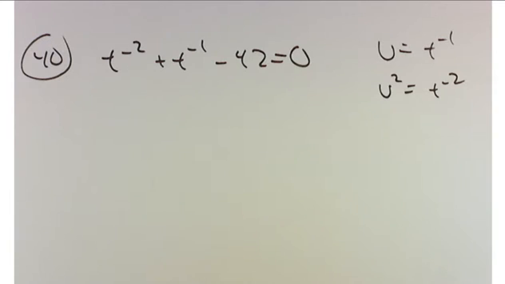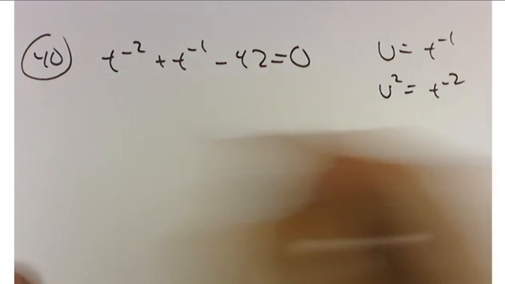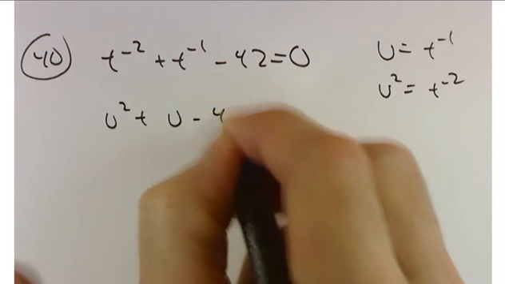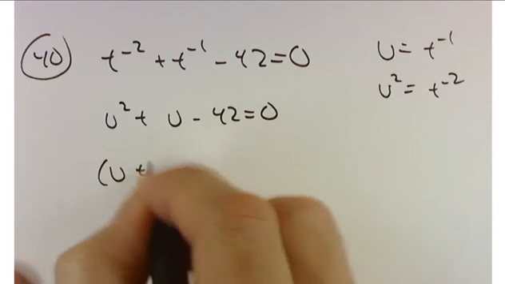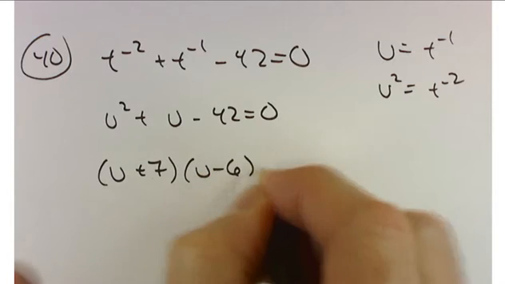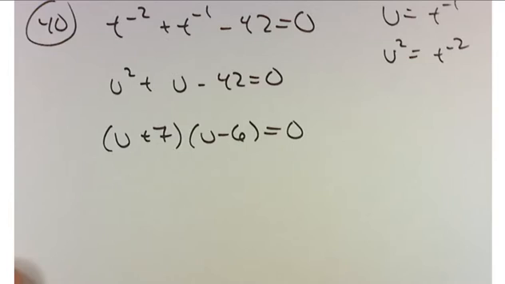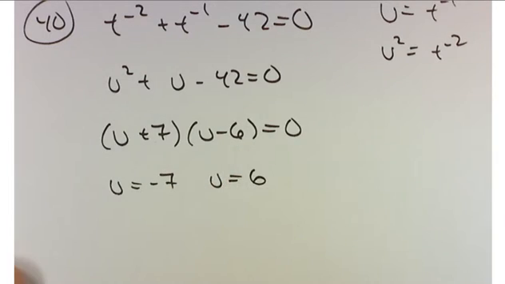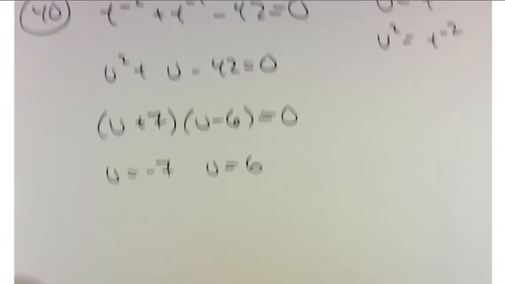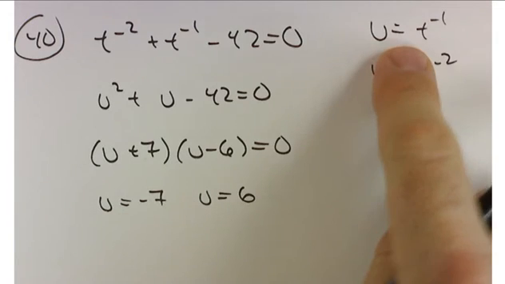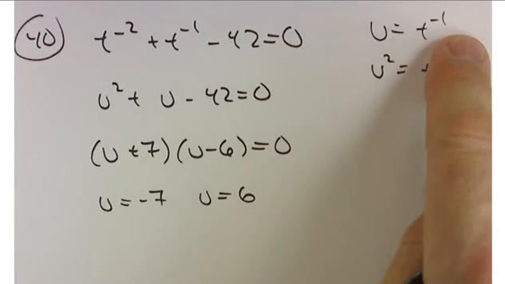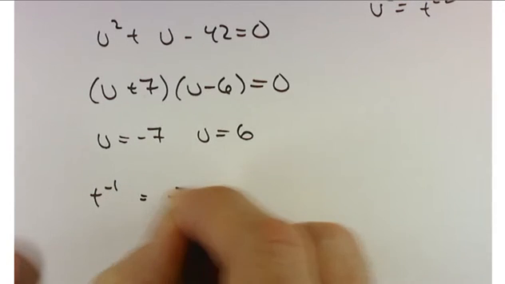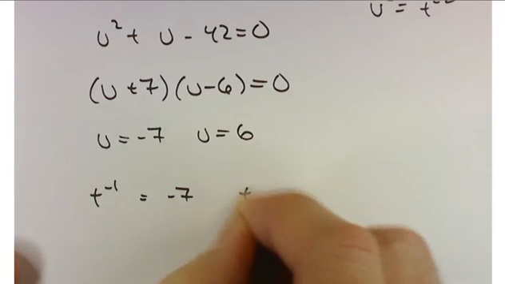Okay. So, our equation should be U squared plus U minus 42 equals 0, which factors into U plus 7 times U minus 6 equals 0. And that gives me two solutions, U equals negative 7 and U equals 6. And then you look back and say, all right, well, U is really t to the negative first power. So here's where we're using t again. T to the negative first power equals negative 7, and t to the negative first power equals 6.